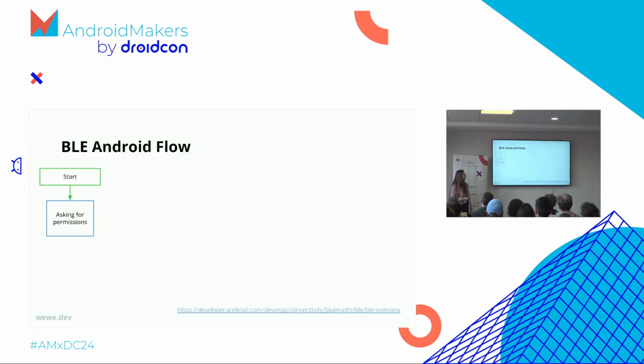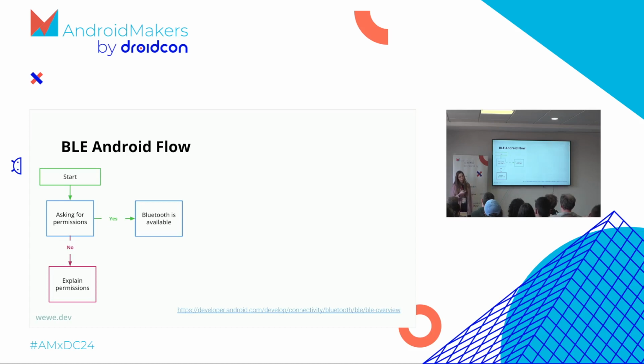So hopefully the user said, okay, you have my permission. But if not, we need to explain why we need this permission. And to be honest, it's quite difficult to explain to the user why they need it when they just would like to check their health.